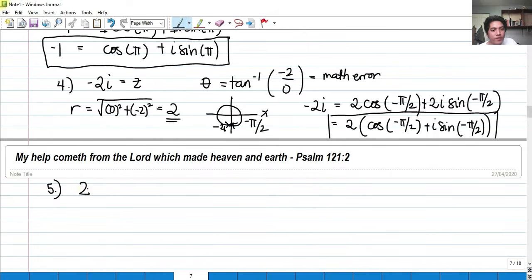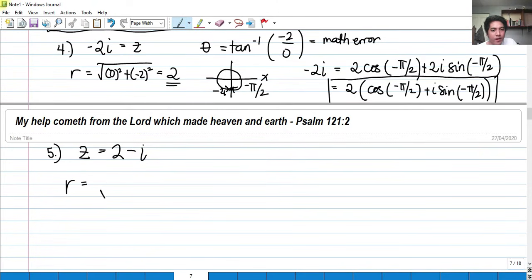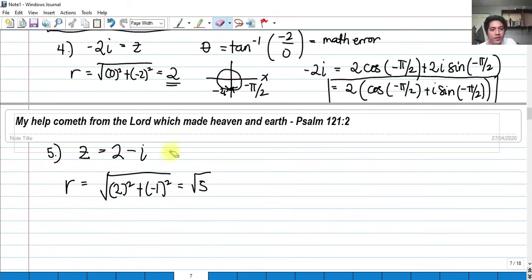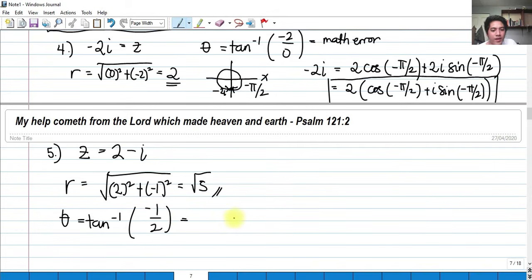So for number 5, we have z is equal to 2 minus i. Okay? So it's very simple. We get the r first. That's the square root of 2 squared plus negative 1 squared. Okay? That is square root of 5. Our r is square root of 5. Our theta would be arctan of negative 1 over 2. So if we get that in our calculator, that's negative 0.464. Okay? So it's correct.